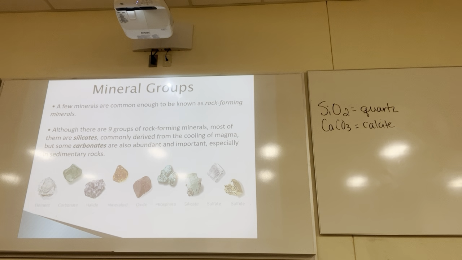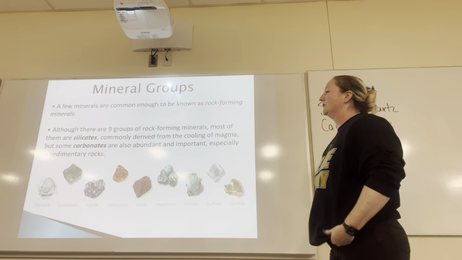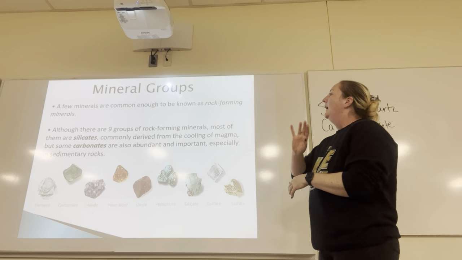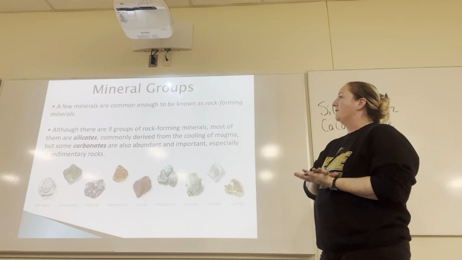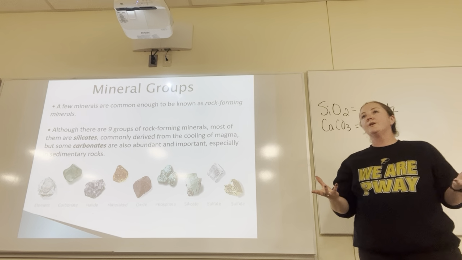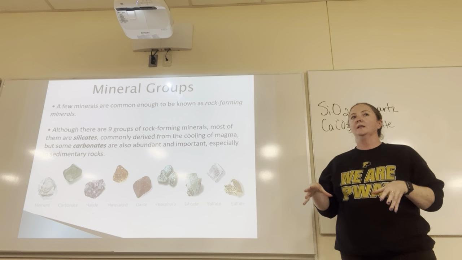So the last part of this lecture is going to be looking at the actual mineral groups present on Earth. There are a few minerals on Earth that are really common, and they're known as rock-forming minerals. Some of those we've already mentioned, and we're going to talk about them again. There are 9 groups of rock-forming minerals altogether. However, most of the rock-forming minerals on Earth, in fact most minerals on Earth, are silicates. That is by far the most common group of minerals, the silicates.